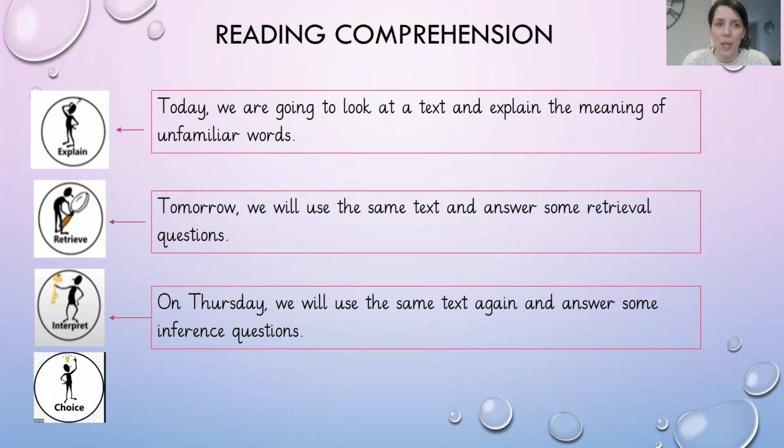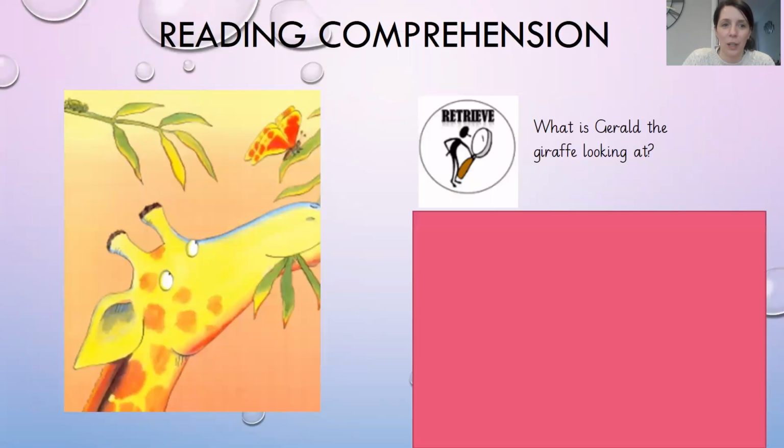So today we are going to be looking at a new text and looking at some new unfamiliar words. Tomorrow we're going to use the same text and answer some retrieval questions, and on Thursday we're going to use the same text again and answer some inference questions. So as always, let's look at a picture. Our picture comes from the story Giraffes Can't Dance, which is something that you would have seen a video of the story for your English on your writing lesson today.